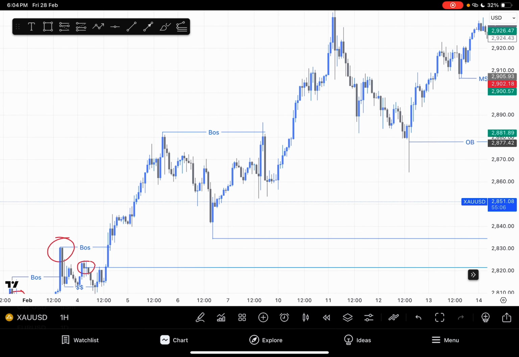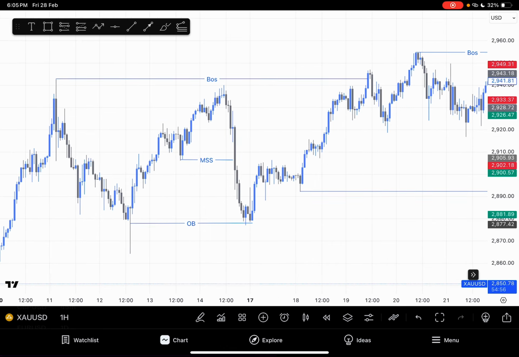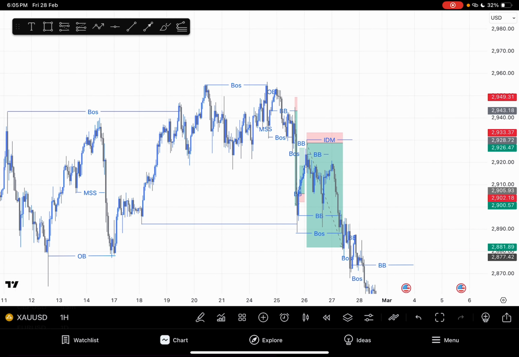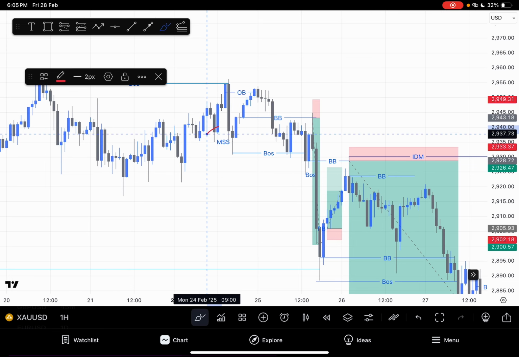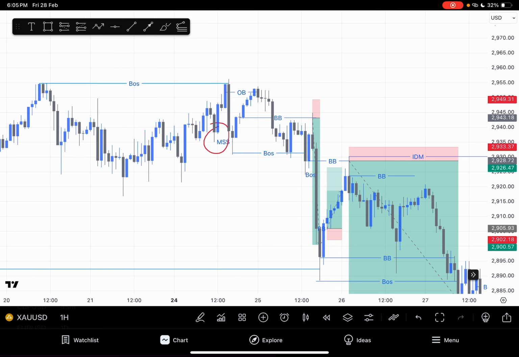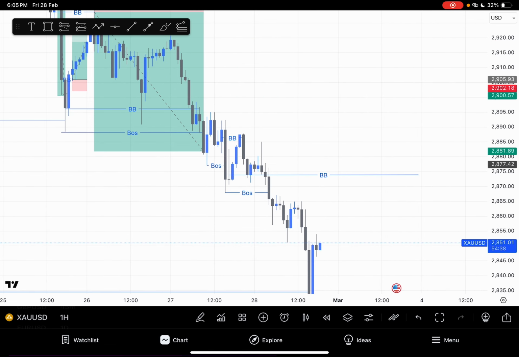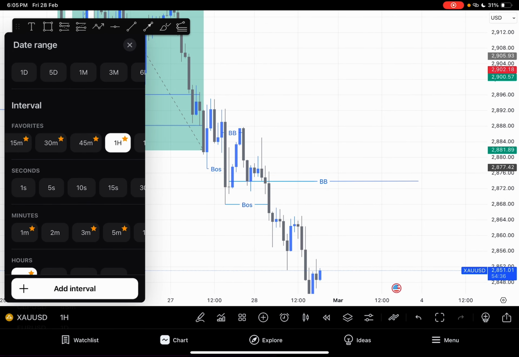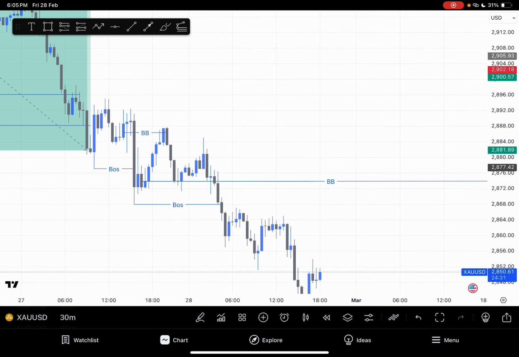So you see price has been creating multiple breaks of structure ever since, without retesting a breaker block. Price has been creating multiple breaks of structure, ignoring that point until it got to this point where it created a market structure shift. I already explained this part in my last video. Since then price has been creating multiple breaks of structure to the downside, up to this point. So let's go down to a lower time frame. I want to show you guys something.